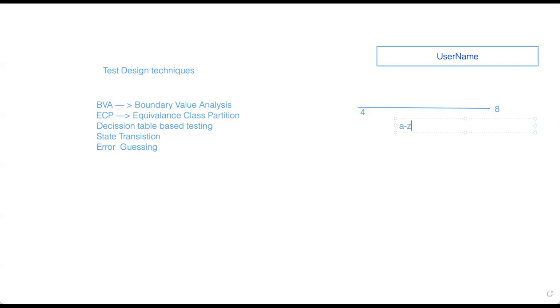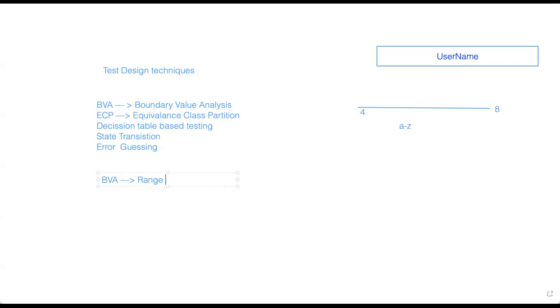BVA talks about the range. What is the range here? What is our requirement? 4 to 8 characters. That is our range. Range verification means what is the minimum and what is the maximum number of characters. We'll talk about the range only.